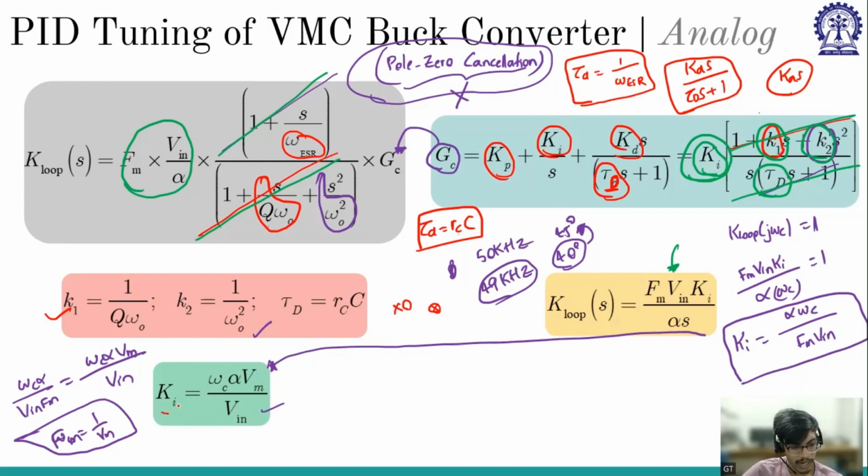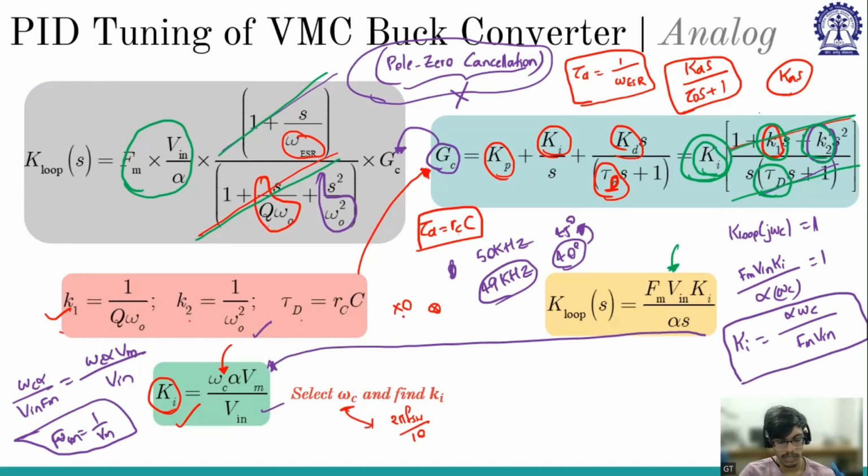Now, how do I define Ki? I will define omega c. So omega c is what? 1/10 of the switching frequency. So I'll consider 2 pi fSW by 10 equal to omega c. I will substitute it here. I will get Ki, and I will get K1, K2, K tau d, which gives me my GC transfer function.